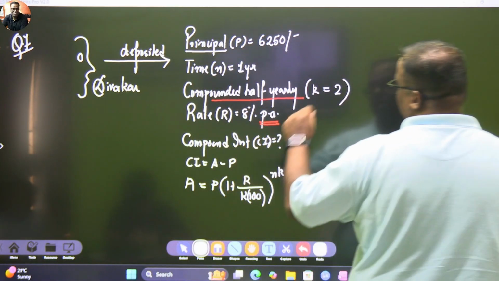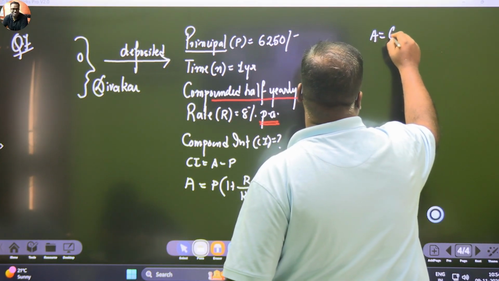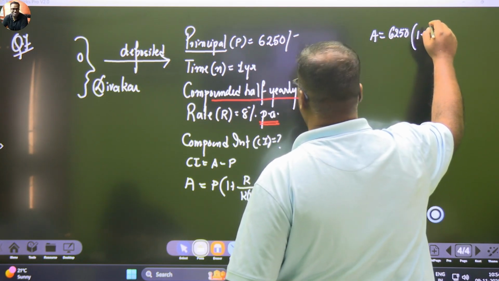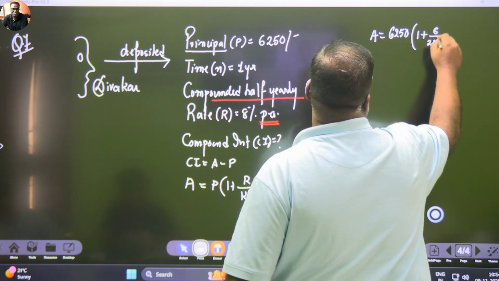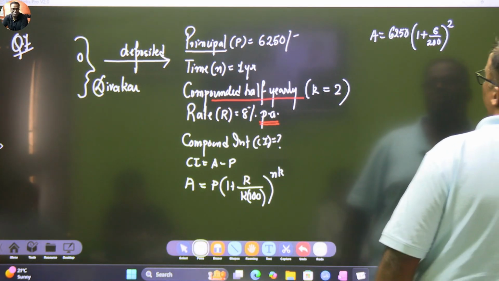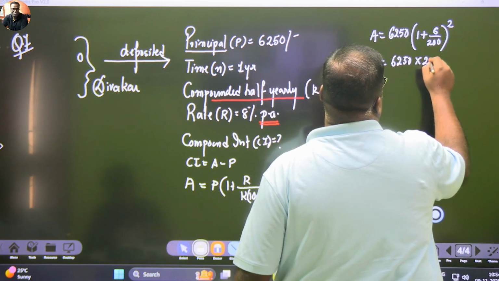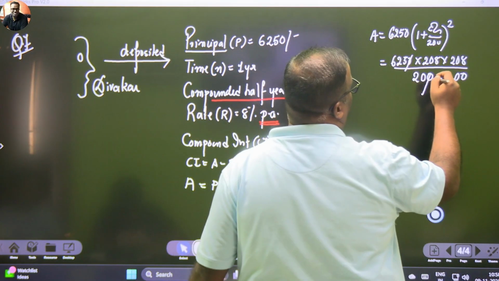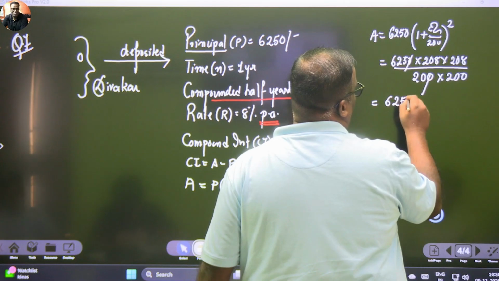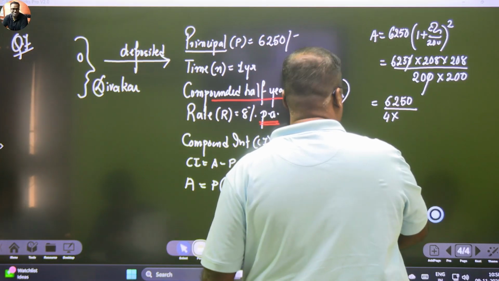Always relate this with the per annum. So let's calculate our A. A is equal to 6250 multiplied by 1 plus R is how much? 8 by 200, and the power will become 2, because N's value is 1, but K's value is 2. So this becomes 6250 into 208 over 200. We have 6250, and 2 into 2 is 4, so 625 remains.